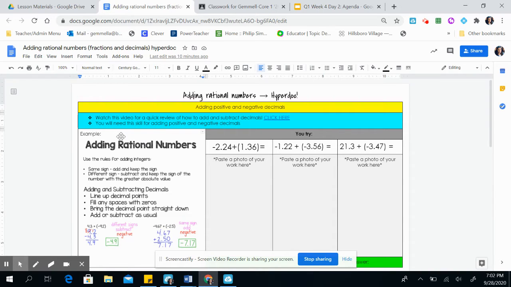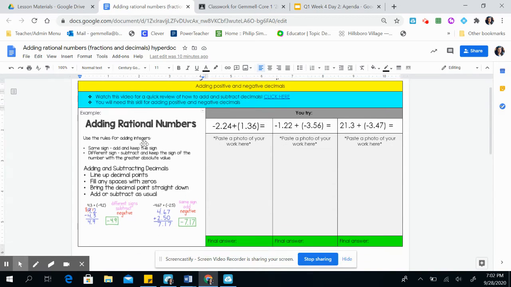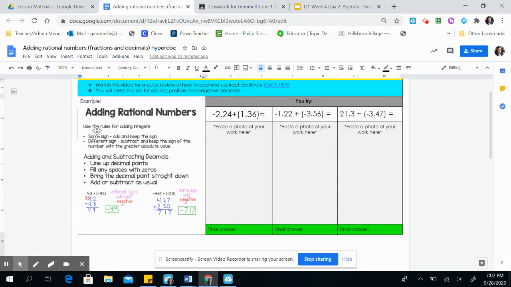And this goes through the steps for adding rational numbers. Yesterday we learned that if the rational numbers have the same sign, meaning if they're both negatives or if they're both positives, you're just going to add the value of the two numbers together and keep the sign. If the rational numbers have different signs, meaning you have one negative and one positive, you're going to subtract, or find the difference between the two numbers, and keep the sign of the number with the greater absolute value, or keep the sign of the number that you have more of.